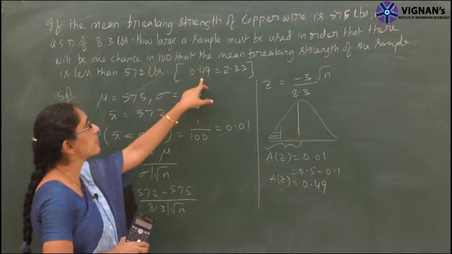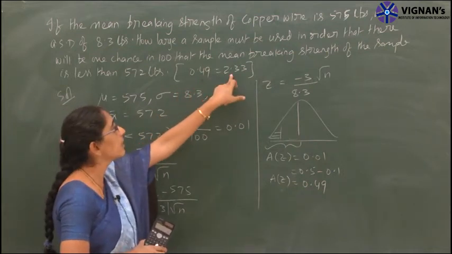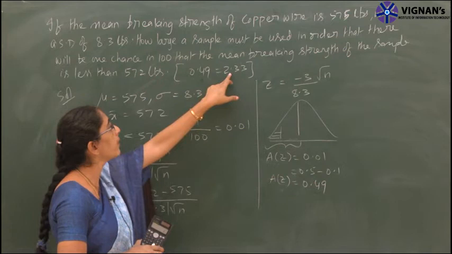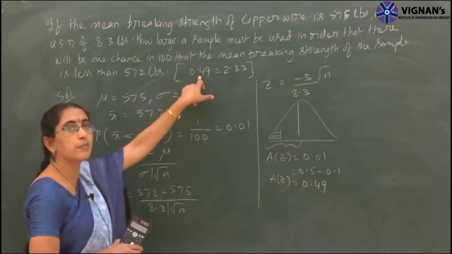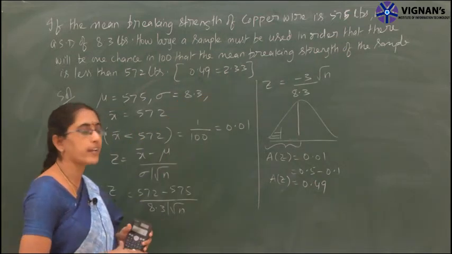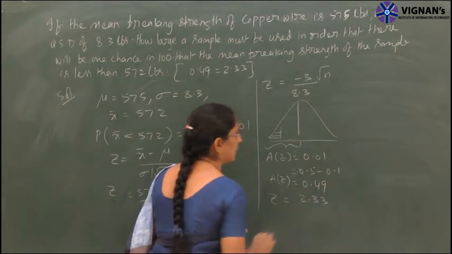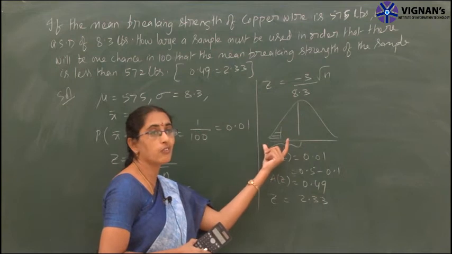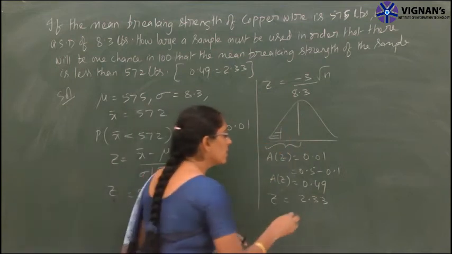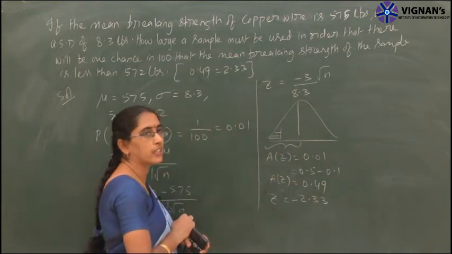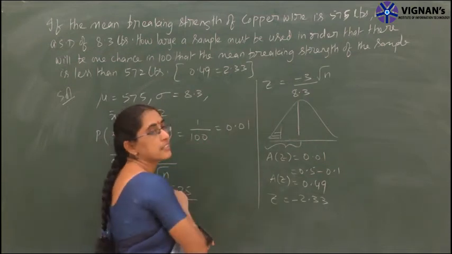So from the tables, if you identify here, the ordinate means the area value of 2.33 is 0.49. That means the ordinate will be 2.33. So that means Z equal to 2.33 here. But it is 0.01 means it corresponds to left side. So we have minus 2.33. Now substitute this in this one.